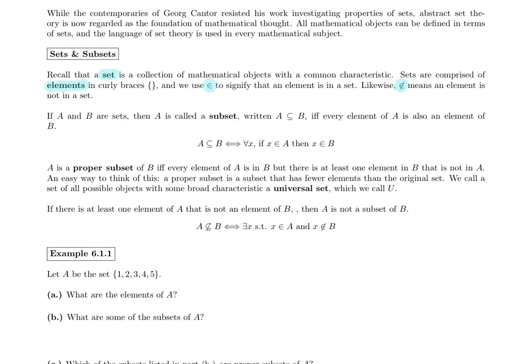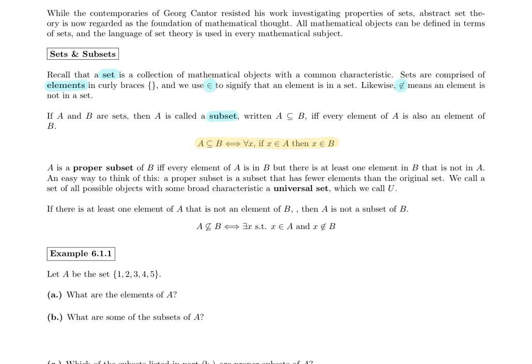If A and B are sets, then A is called a subset of B, and it is written as A, then the symbol that looks like a sideways U with a line underneath it, and then B. That is if and only if every element of A is also an element of set B. So our official definition says A is a subset of B if and only if for every x, if x is an element in A, then x is an element in B. So the only way for A to be a subset of B is that every element contained in set A is also contained in set B.